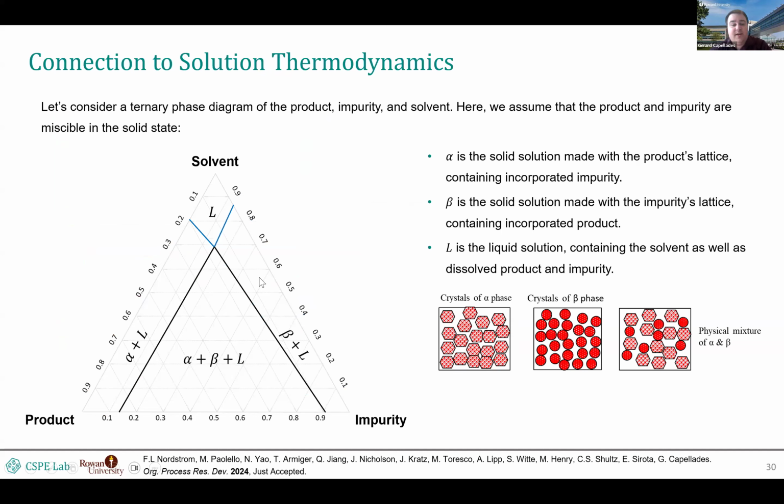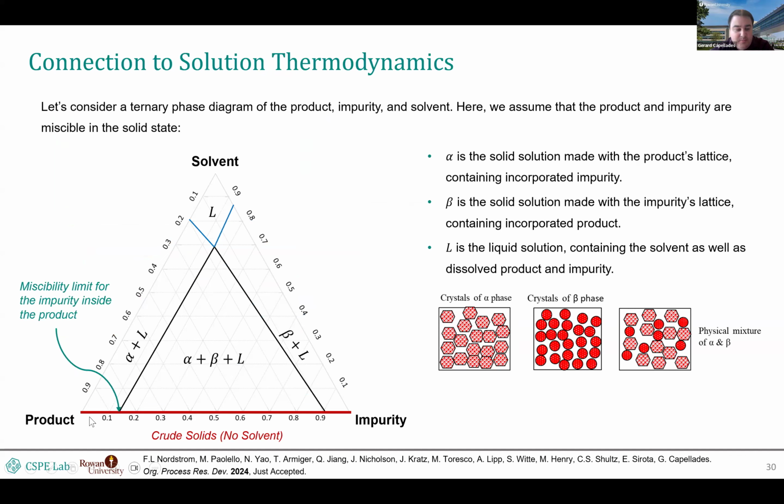If you look at the ternary phase diagram, I can define different regions. As you go more to pure solvent, you're going to have a clear solution, right? If you go all the way down, you're going to have crude solids, right? So no solvent at all. You're going to have some miscibility limit for the impurity inside the product, right? If there's no solid solution, this line goes all the way to the corner. You have some miscibility limit for the product inside the impurity.